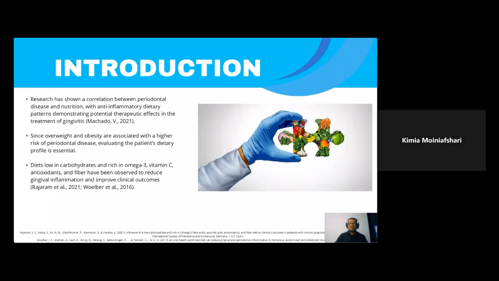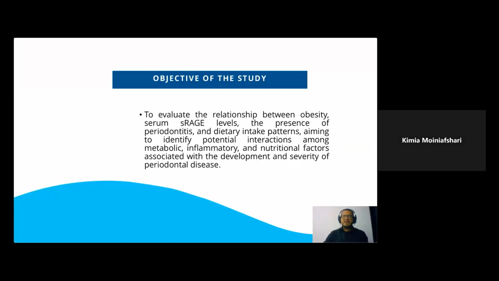Recent studies have also shown that diet plays a crucial role in this relationship. Anti-inflammatory diets rich in omega-3 fatty acids, vitamin C, antioxidants, and fiber can reduce gingival inflammation and improve periodontal health. Therefore, evaluating the dietary profile in individuals with obesity and periodontitis is essential to identify nutritional factors that may influence inflammation.